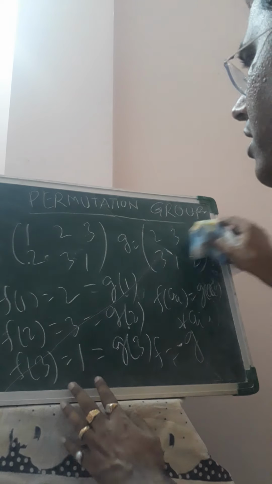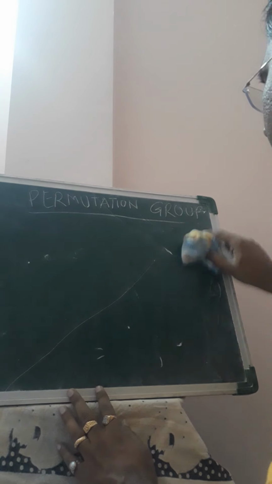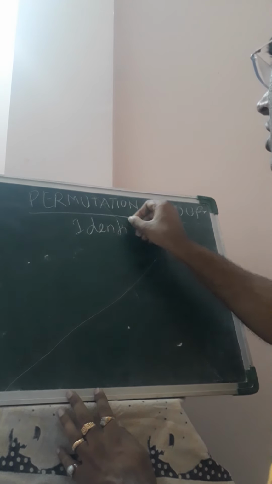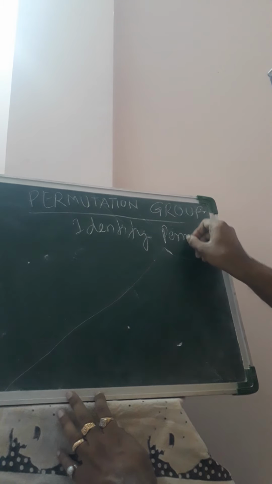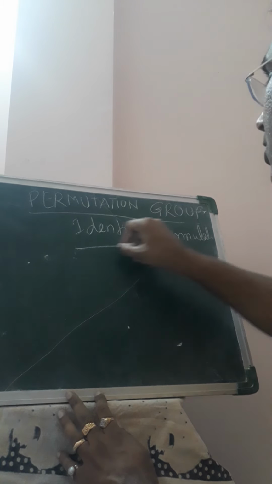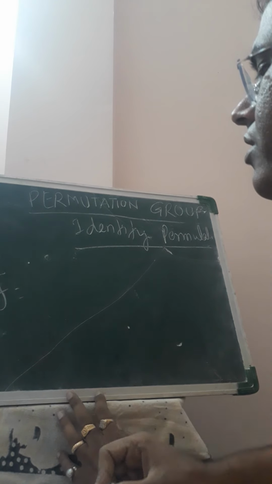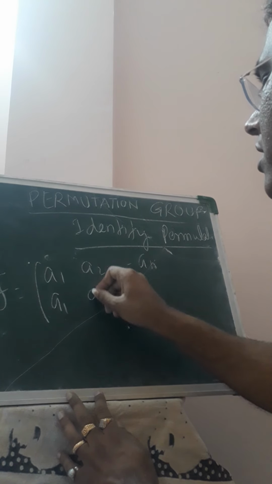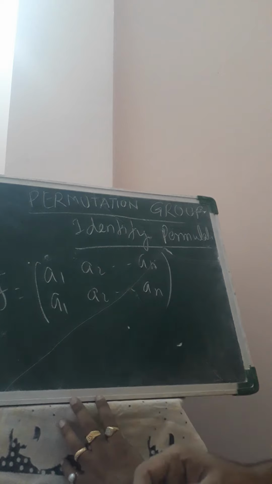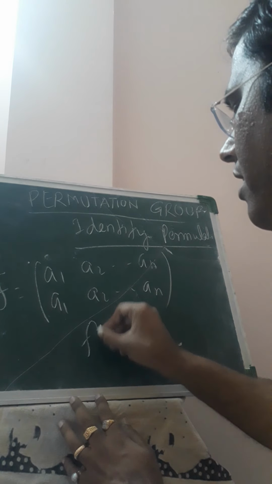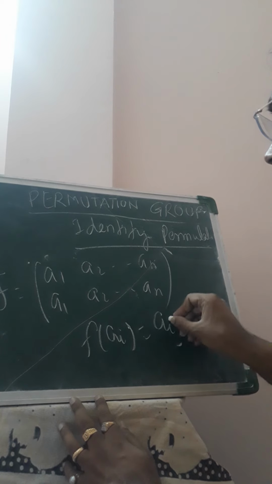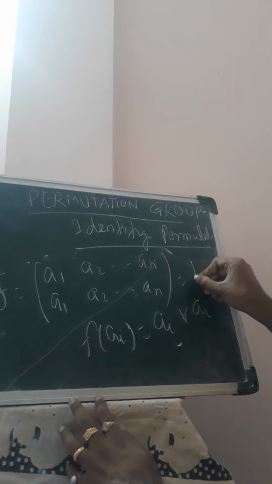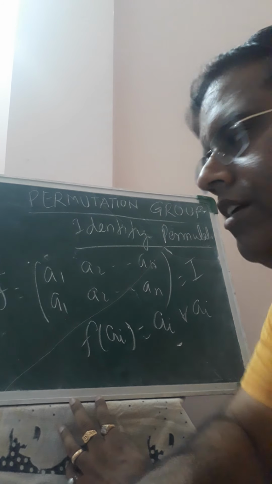Now we will study the identity permutation. What is an identity permutation? Suppose F is equal to A1, A2, ..., An over A1, A2, ..., An, a permutation on n symbols such that F of Ai is equal to Ai for all Ai, then F is called an identity permutation on n symbols and denoted by In.